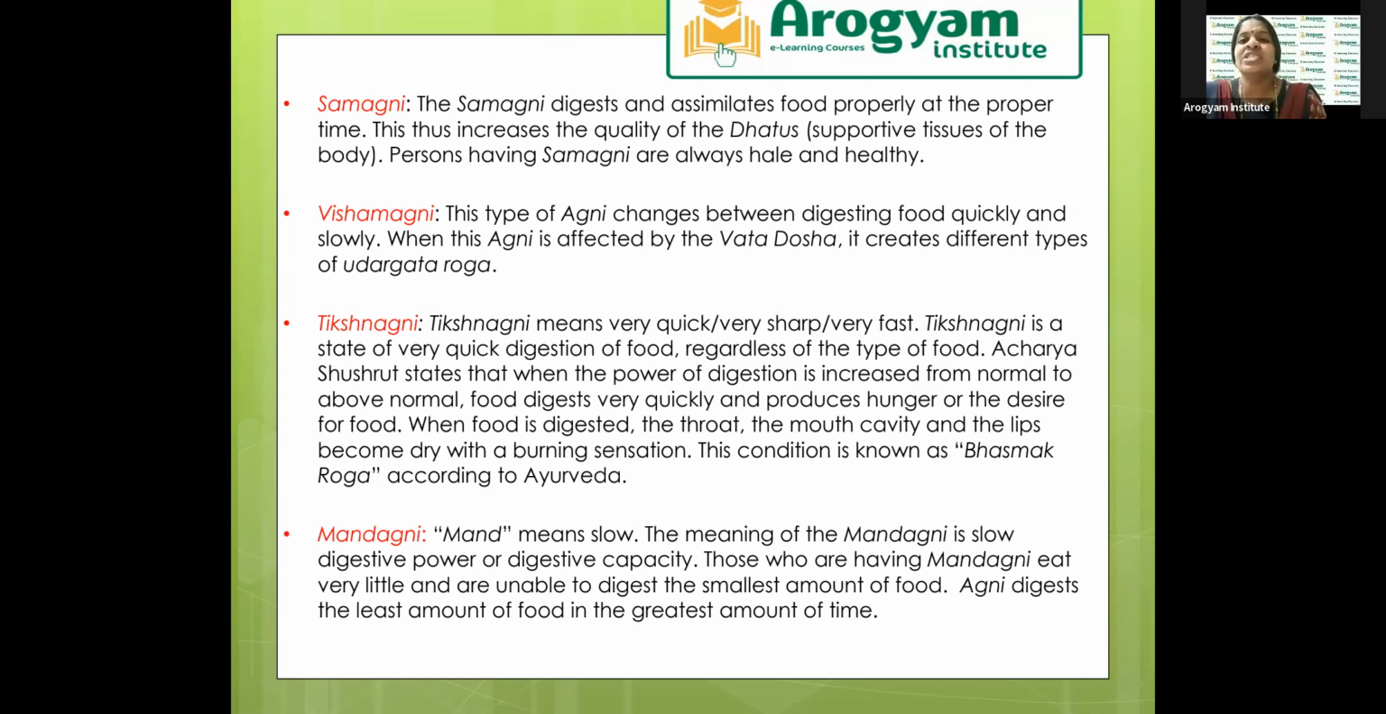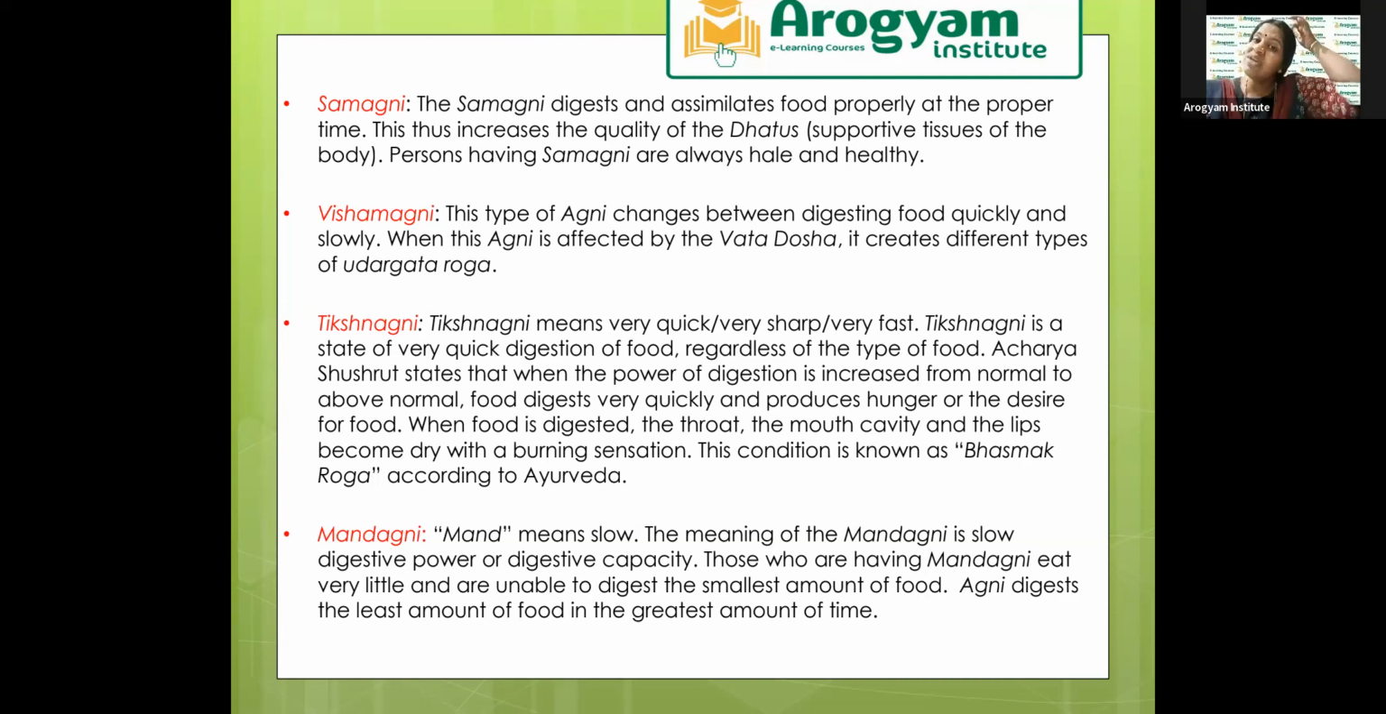Acharya Sushruta states that when the power of digestion is increased from normal to above normal, food digests very quickly and produces hunger or desire for food. When food is digested, the throat, the mouth cavity, and the lips become dry with a burning sensation. This condition is known as Bhasmak Roga.